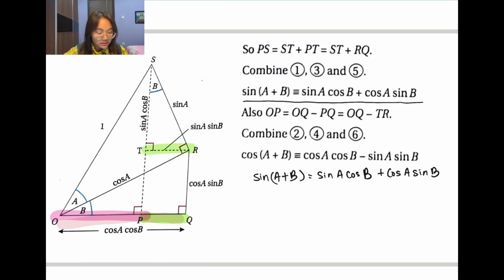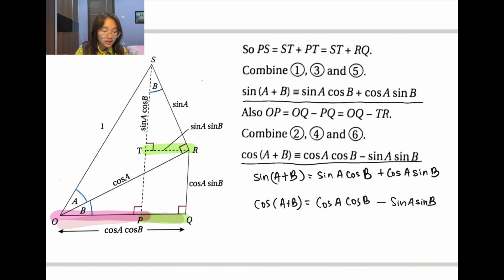So if you count it, we're going to combine the second, the fourth, and the sixth formula that Florence has explained before. We can have cos A plus B, once again, equals cos A cos B, which is the OQ here. And then we are going to subtract sin A sin B, as written here. So basically, finding the formula after understanding the concept is going to be easier because you now know what to put inside of this formula.